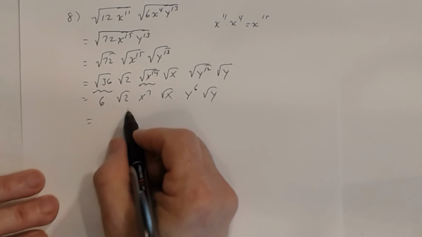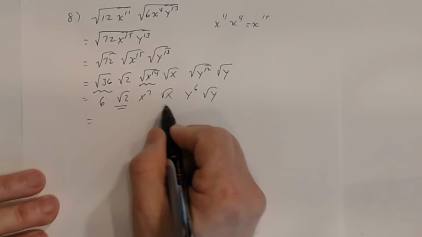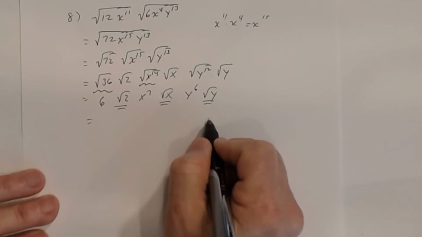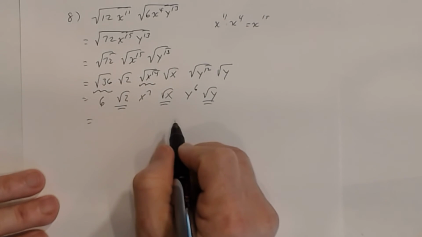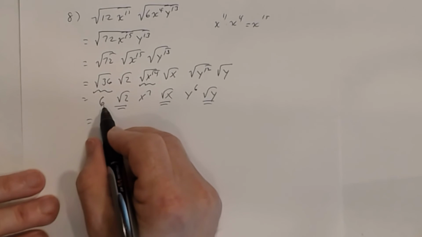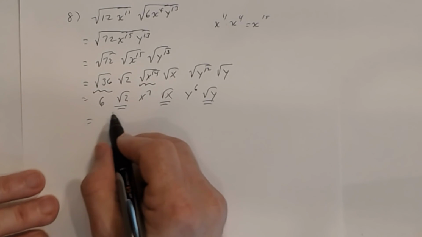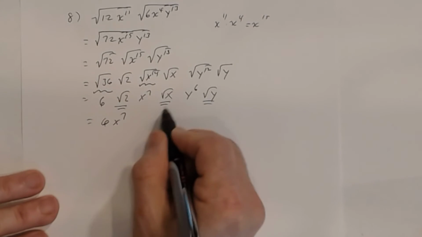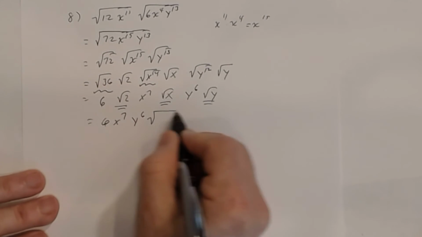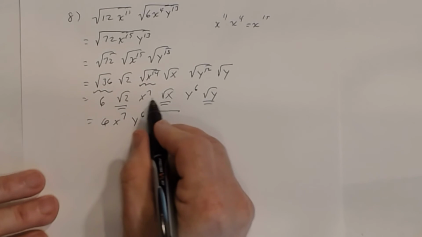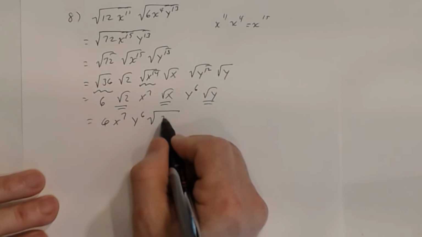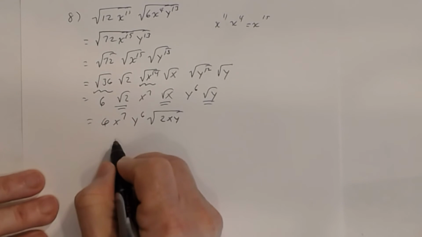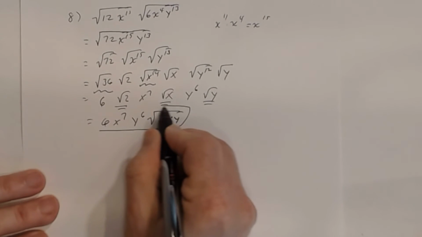Rewriting this better. Now, I want you to notice this. See how you have all these square root of 2, square root of x, square root of y? So you can write as one square root. So you always want to put it as one square root. Anything that's not underlined, I'm going to put in front. So 6, x to the 7th, y to the 6th, times the square root of 2xy. 2xy, just like this. And that is it.